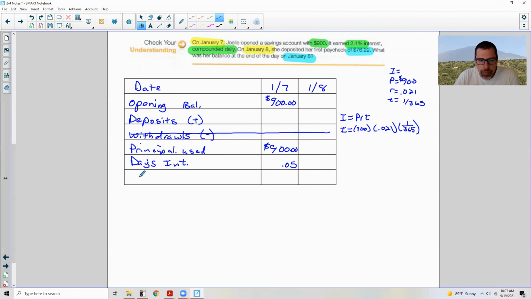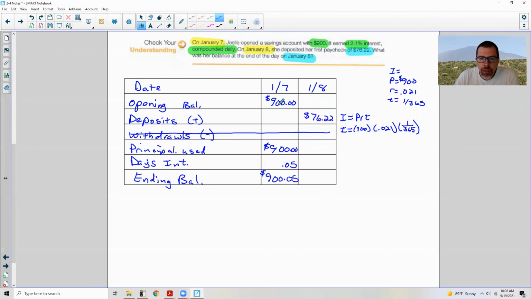Okay, so ending balance. On the first day, she had $900. She made 5 cents interest, so now she has $900.05. Now the principal used will be with the deposit. Is there any deposit? On January 8th, she deposited her first paycheck of $76.22. So that's going to go here.